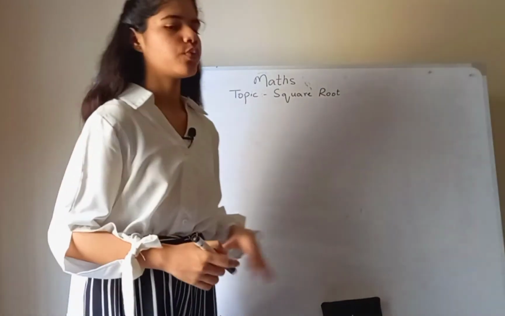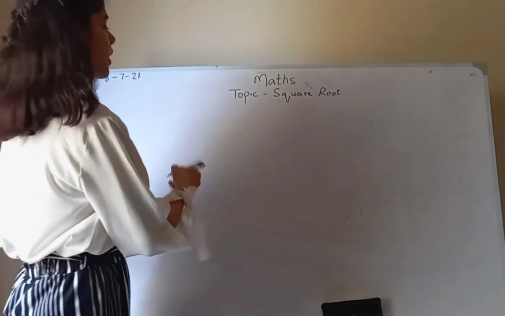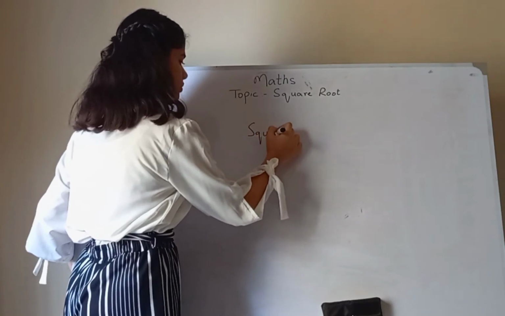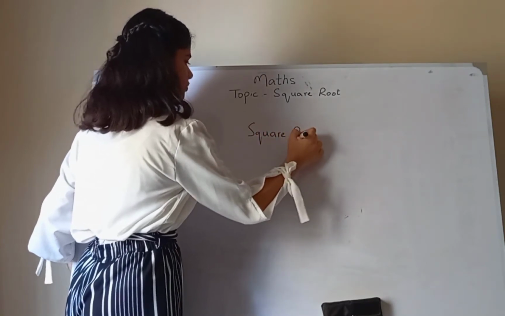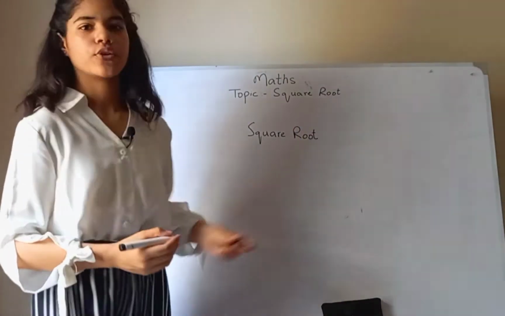Now as we are done with the square, we have to do square root, our topic. So what is a square root? The first question. What is a square root?